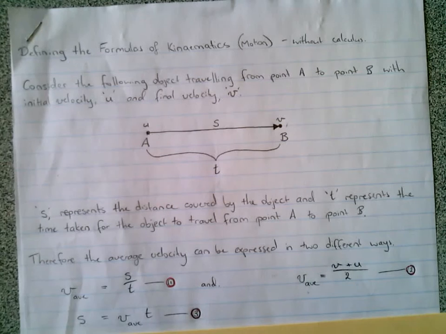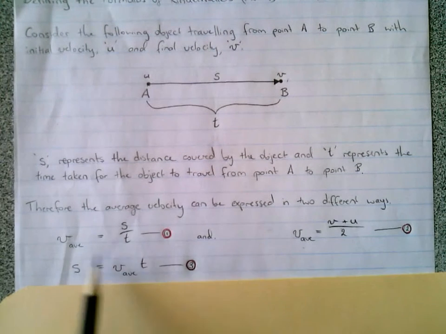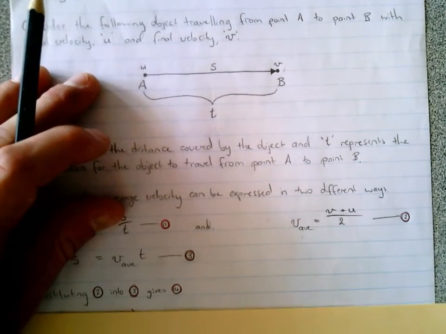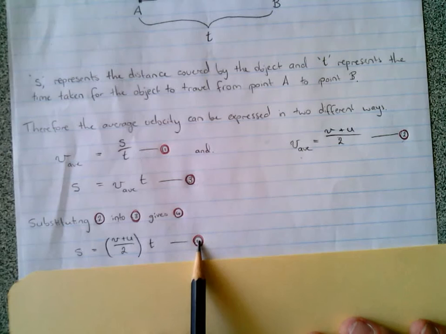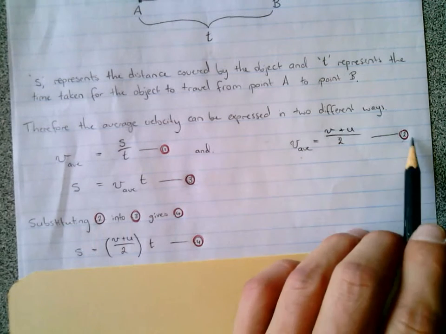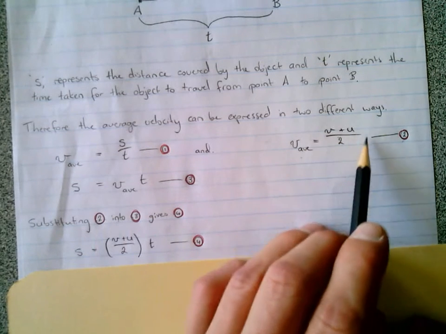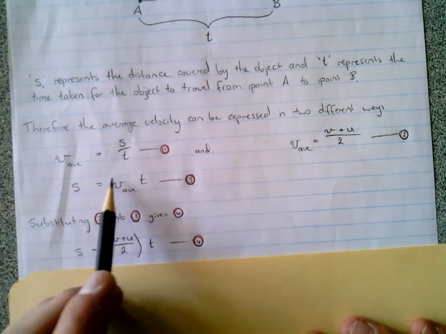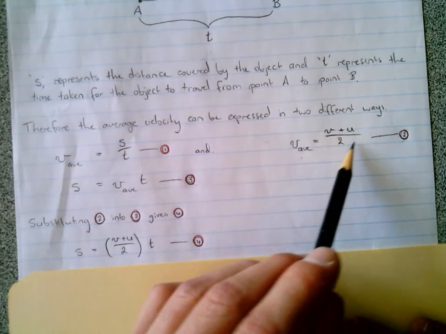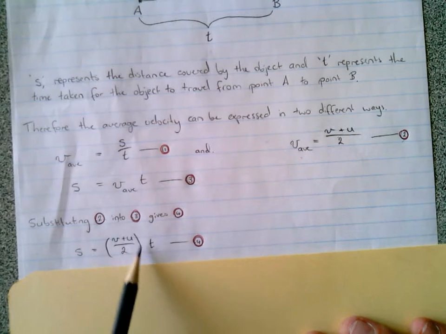What I've done to equation 1 is I've rearranged it such that the displacement is on the left hand side of the equation. So I've just simply rearranged 1 to get 3. If I then substitute 2 into 3, it will give me this equation 4. So to get this equation 4, all I've done is I've substituted 2, which is this stuff, for the average velocity, into equation 3, which is right here. So where I have v ab, I'm going to substitute v plus u divided by 2, and that will give me this. Okay.